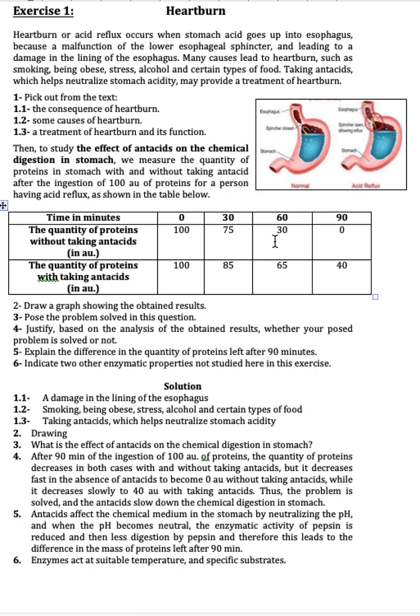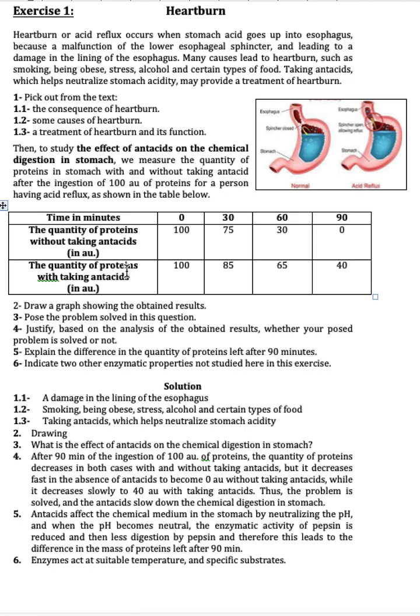Here the temperature is the same, so we are not studying this enzymatic property, and also we are not studying the specificity of substrate because we are not changing the substrate. The substrate is the same protein, so the temperature is the same, and the specific substrate is the same. So here the variable factor is the chemical medium, and in this exercise we are studying the effect of the chemical medium on the enzymatic property.